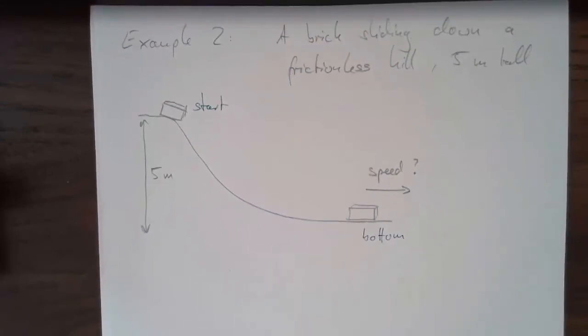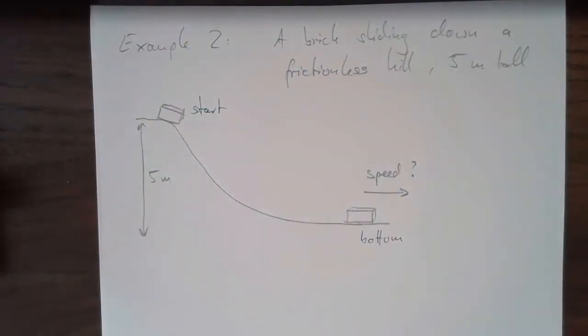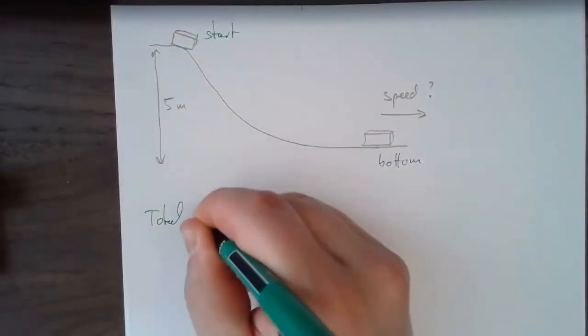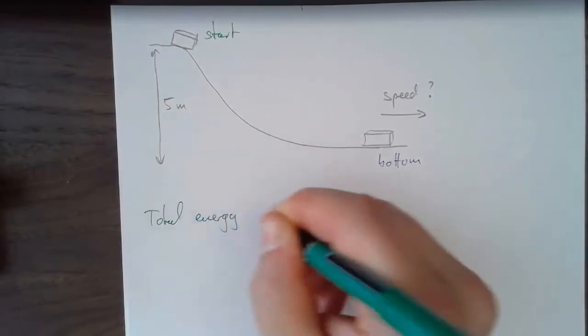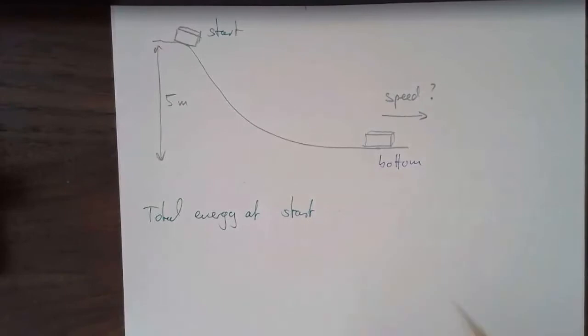Now, again, I'm saying the total energy up here is the same as the total energy down there. So we start the same way. The total energy at the start is equal to the total energy at the bottom.